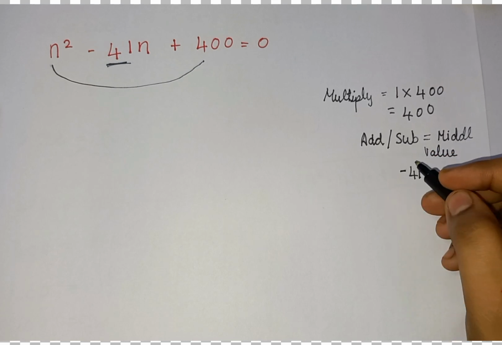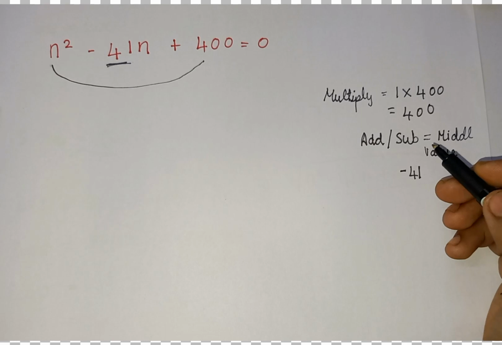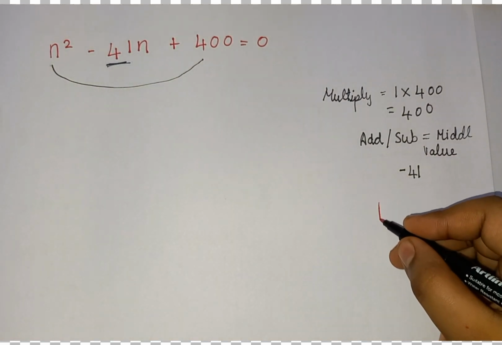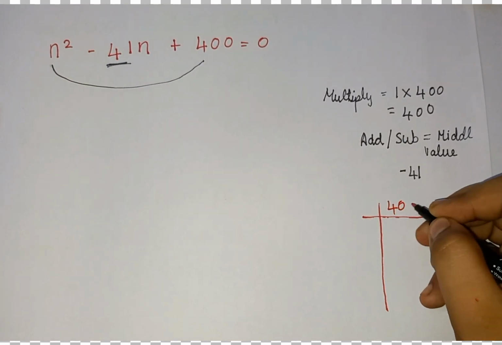So what are we supposed to add or subtract? The multiples of 400. Multiples of 400 means, now you will get to know. So now let us find the factors of 400 at first. How to find? We used to do like this, right? Let us find the factors of 400.